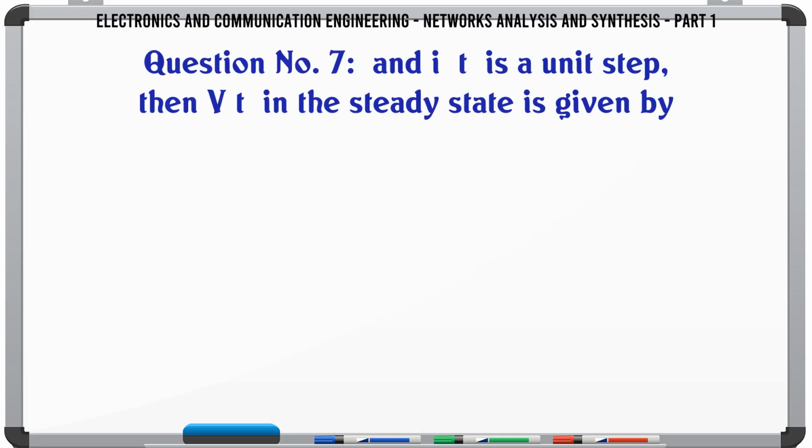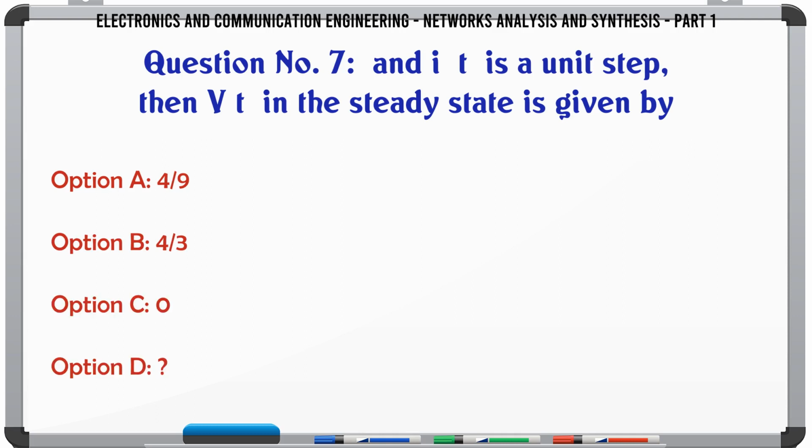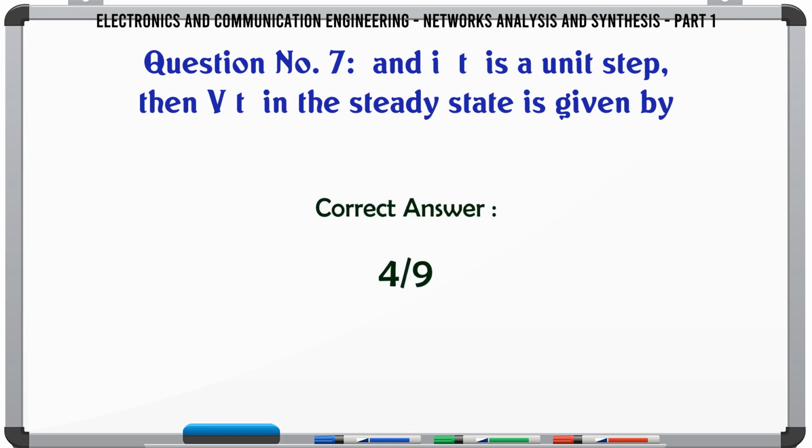If i(t) is a unit step, then V(t) in the steady state is given by A. 49, B. 43, C. 0, D. The correct answer is 49.